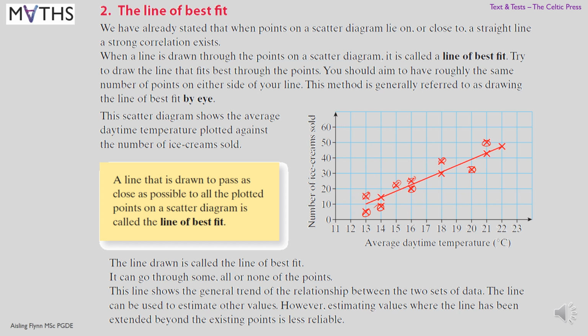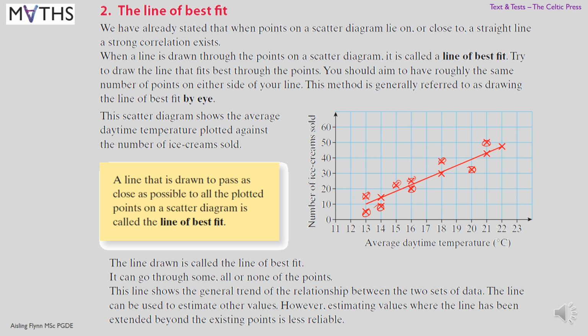The line of best fit can go through some, all, or indeed none of the points, and it is to show the general trend of the relationship between the two sets of data. And the line can then be used to estimate other values.